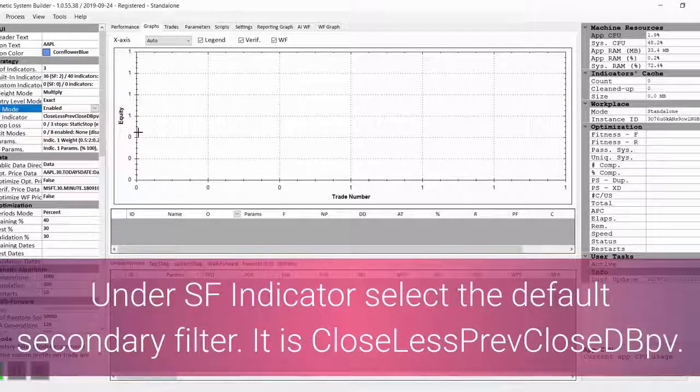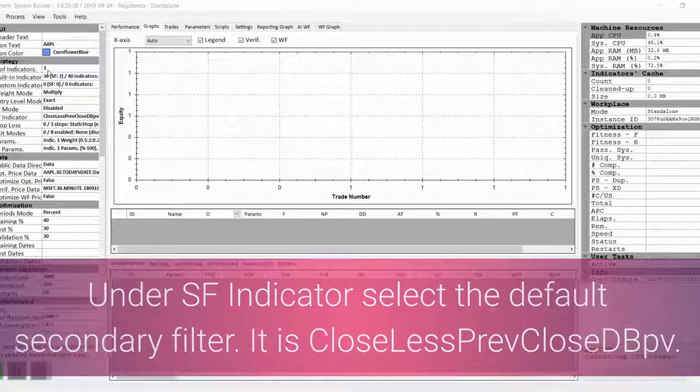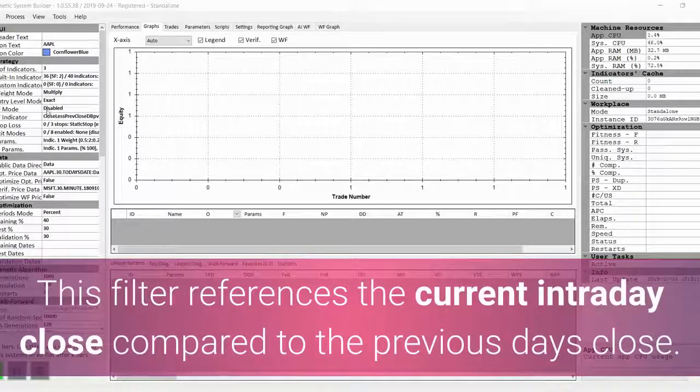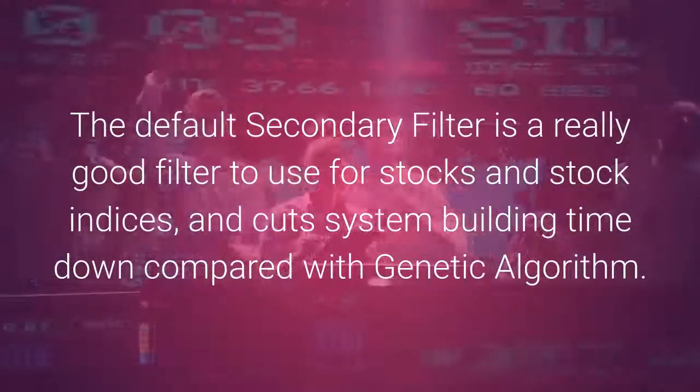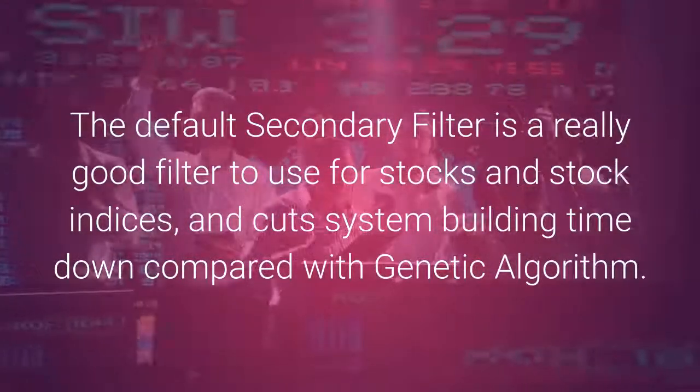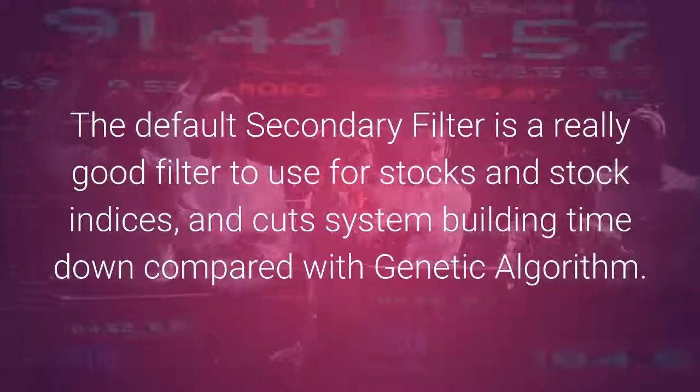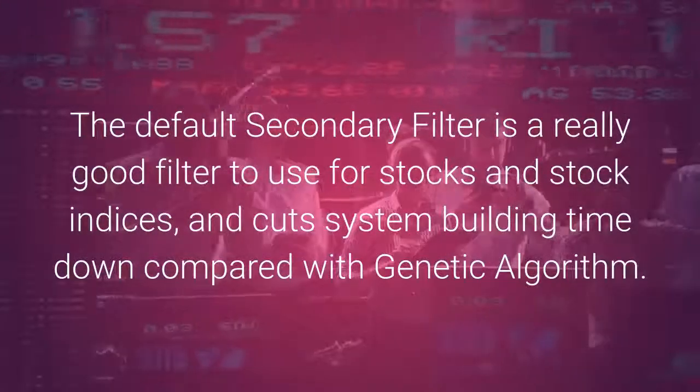It is CloseLessPrevClosedBPV. This filter references the current intraday close compared to the previous day's close. The default secondary filter is a really good filter to use for stocks and stock indices, and cuts system building time down compared with genetic algorithm.